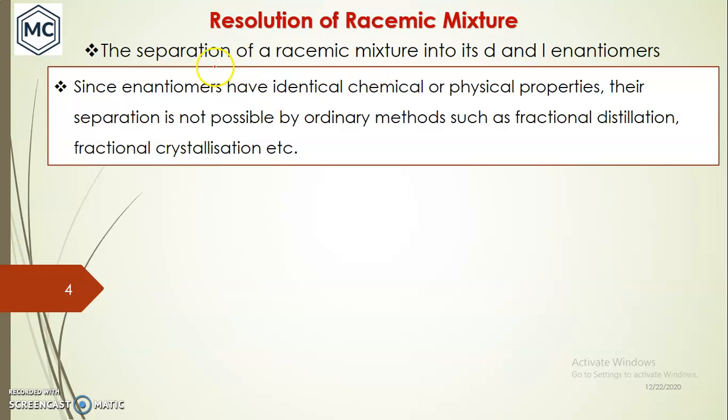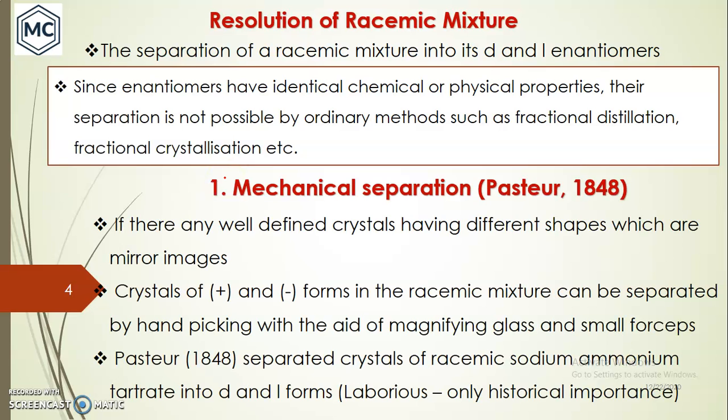Resolution of a racemic mixture means the separation of a racemic mixture into its D and L enantiomers. Since enantiomers have identical chemical and physical properties, D and L have the same physical and chemical properties, so their separation is not possible by ordinary methods such as fractional distillation or fractional crystallization, etc. So there are many methods, which are going to be discussed now.